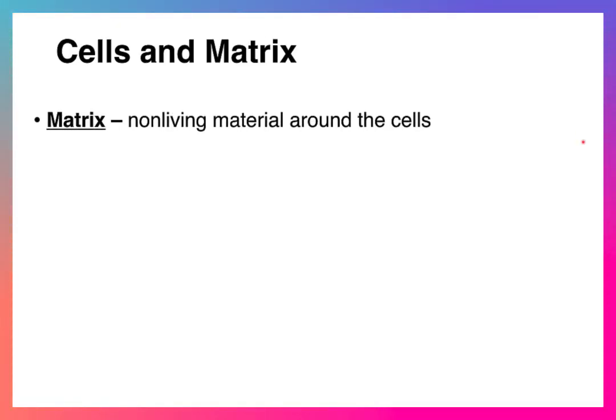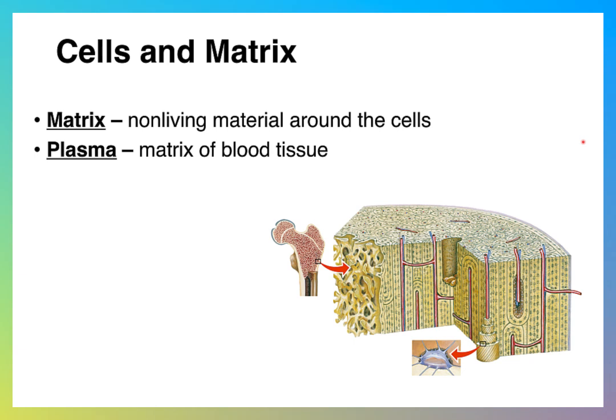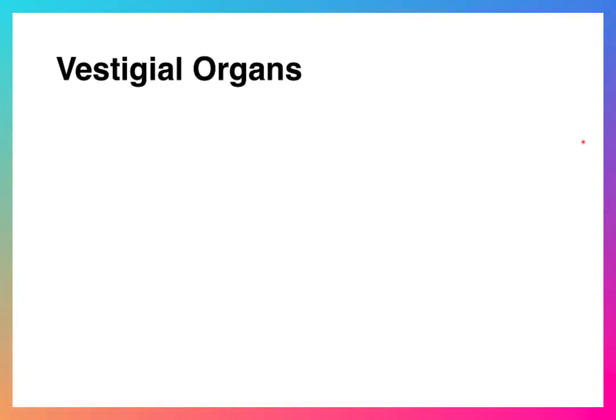Cells and matrix. Let's talk about the matrix. The matrix is a non-living material that surrounds the cells. Plasma, for example, is a matrix that's within the blood that surrounds the red blood cells as they're being transported through the blood vessels.